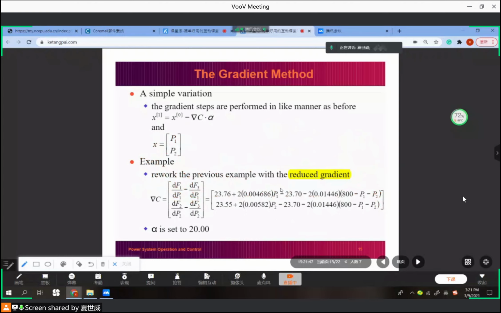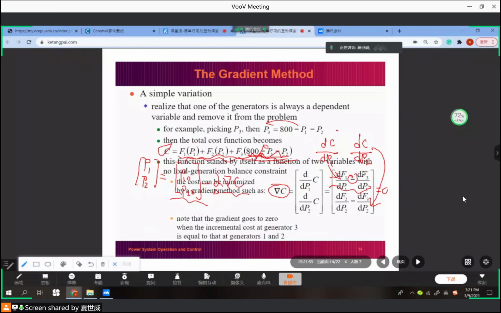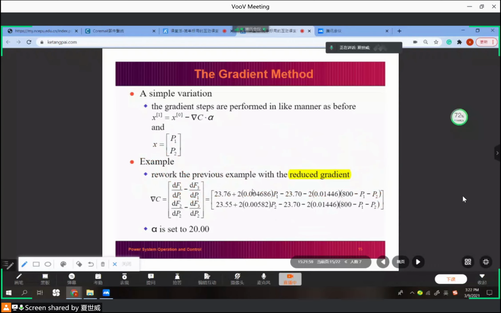So let's rework the previous example with the reduced gradient. The first order derivative of C will be df1/dp1 minus df3/dp1. So this is for df1/dp1. This part is for minus df3 over dp3. Oh, sorry, here it should be 3. Here it should be 3. And this part is for df2/dp2 minus df3 over dp3.